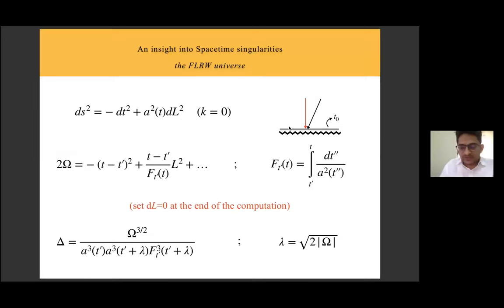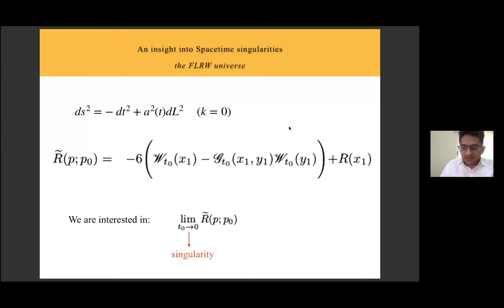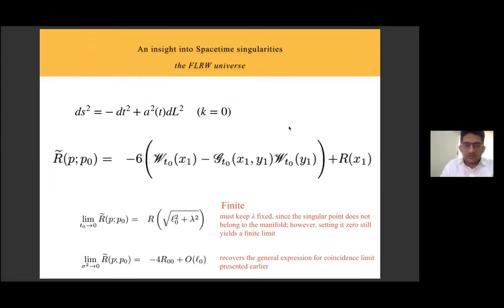So let me just skip this part. What I wanted to indicate is you can do a toy model computation in FLRW universe. What you can show is that if you compute the Ricci scalar, now this is a very general computation, not depending on coincidence limits or whatever, you do get some kind of an indication that the Ricci scalar might be finite. This is only the Ricci scalar, by the way. We have not been able to do it for Riemann tensor or Kretschmann invariant so far. But Ricci scalar seems to be finite in the coincidence limit as you approach the singularity.